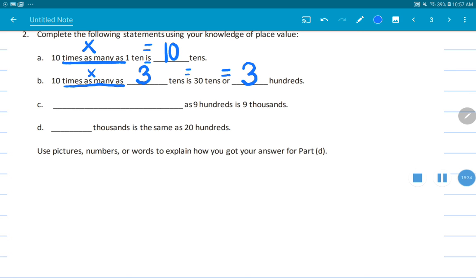How would I complete part C? Like the beginning part? Okay, so what's the missing part there? Blank as 9 hundreds. 10 times as many. Very good. Now just write the times symbol. Yes. 10 times as many as 9 hundreds is 9 thousands.